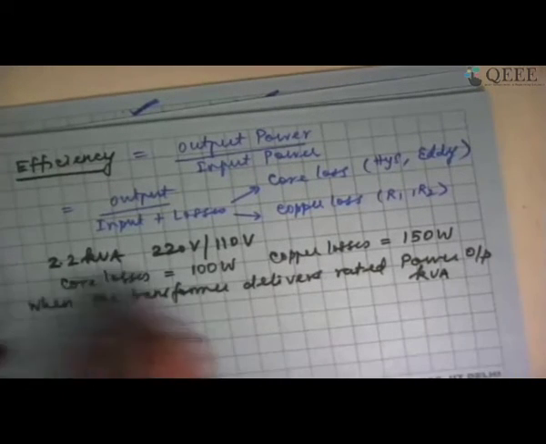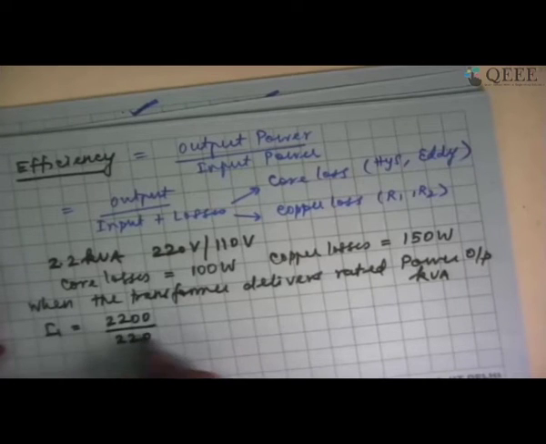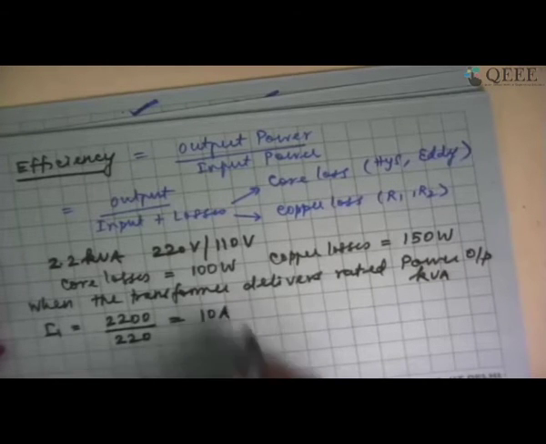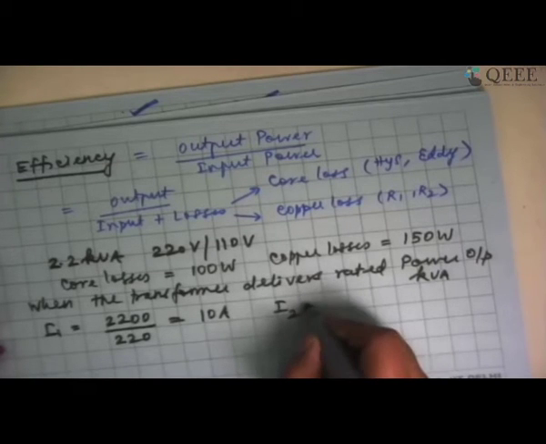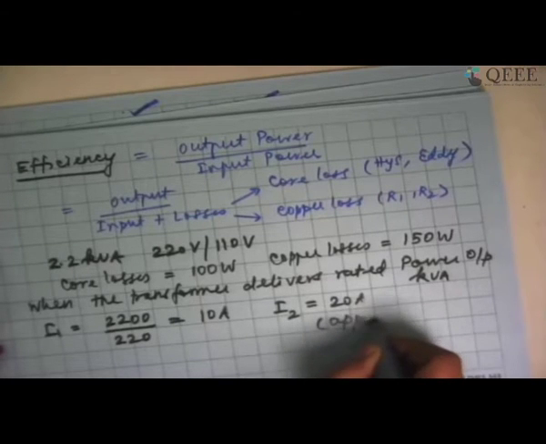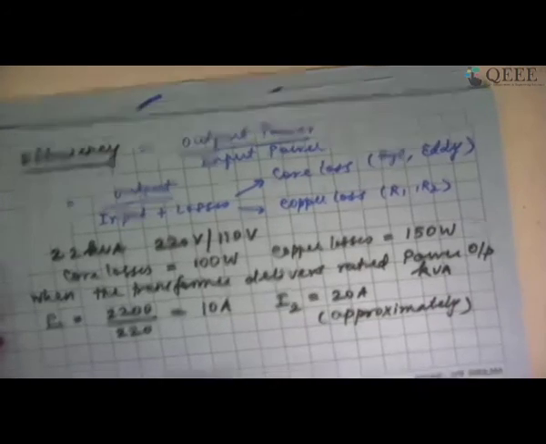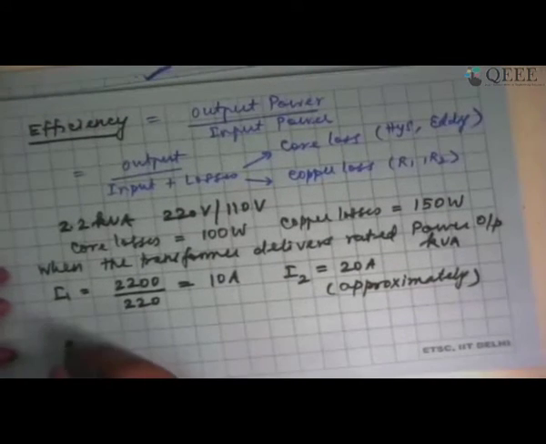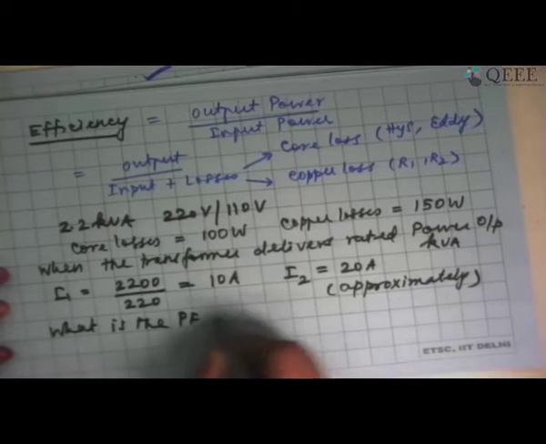So when it is delivering 2.2 kVA, primary current will be 2200 divided by 220, which will be 10 ampere approximately. Secondary current would be approximately 20 amperes. So these are all approximate values we are calculating under full load condition. If I have to calculate the efficiency for this particular transformer, I should know what is the power factor of the load.